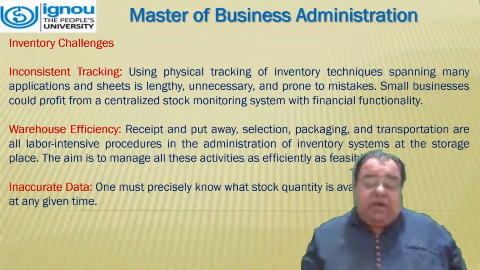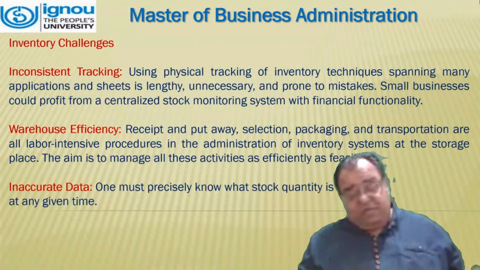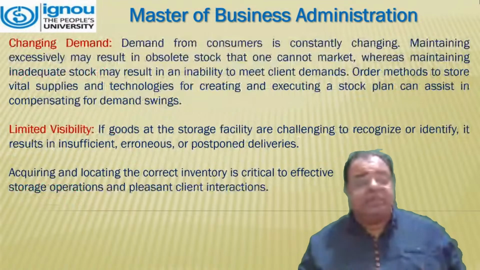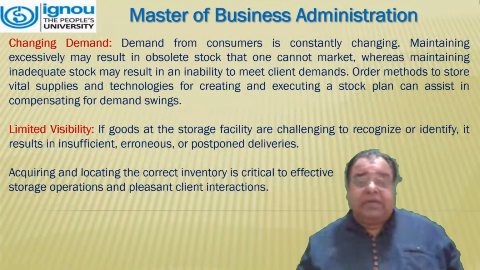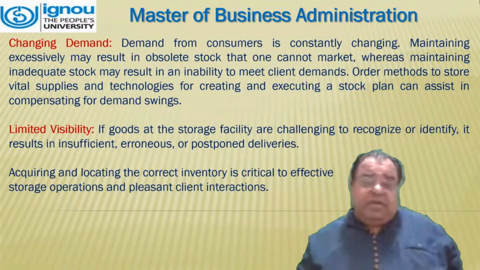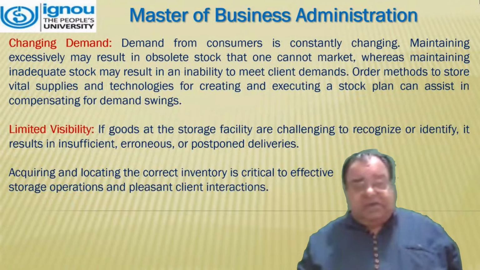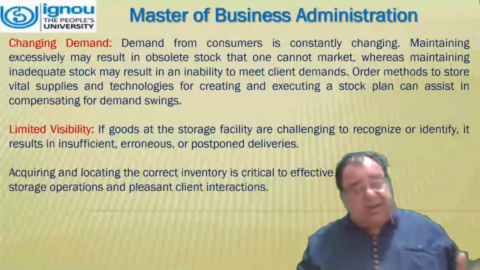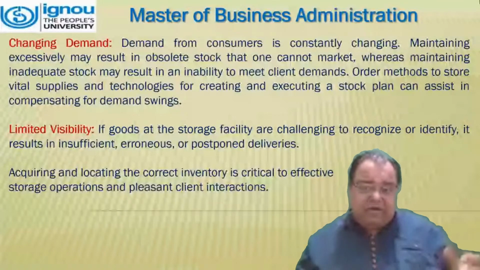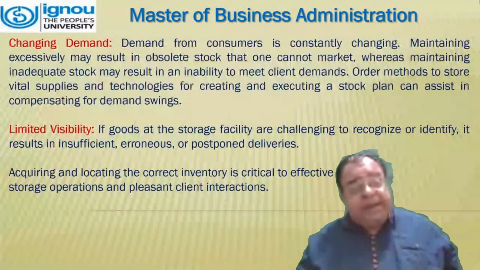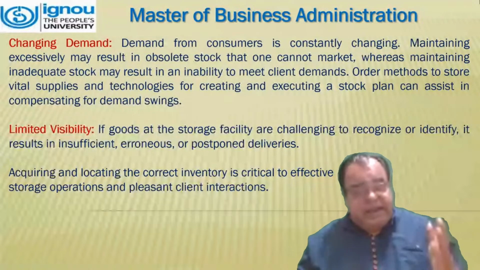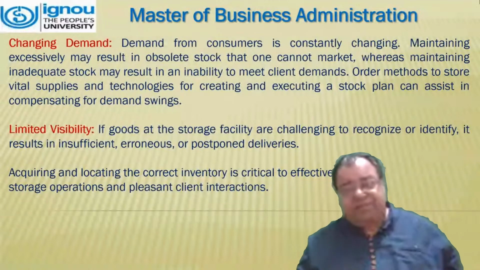Inaccurate data. One must precisely know what stock quantity is available at any given time. Changing demand. Demand from consumers is continuously changing. Maintaining excessive, obsolete stock that one cannot market is costly, whereas maintaining inadequate stock may result in an inability to meet clients' demands.